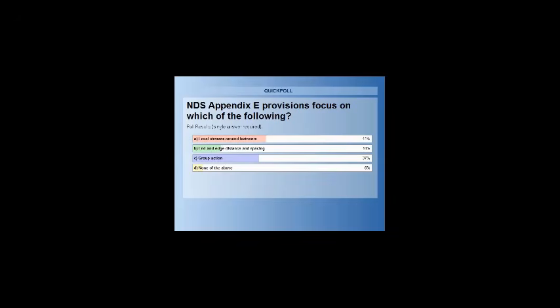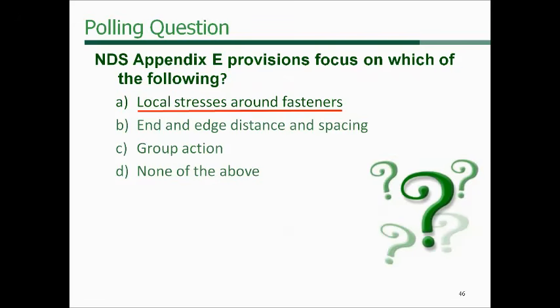Okay, so we are showing some tougher questions here in this particular webinar, and that may mean too that I'm not doing as great a job explaining things as I probably should have, but what we just focused on in Appendix E is purely looking at local stresses around fasteners. That's the net section check that we're going to do for these fastener groups.